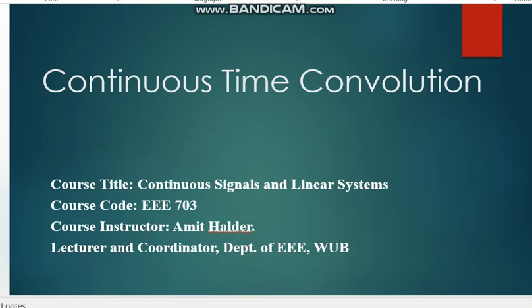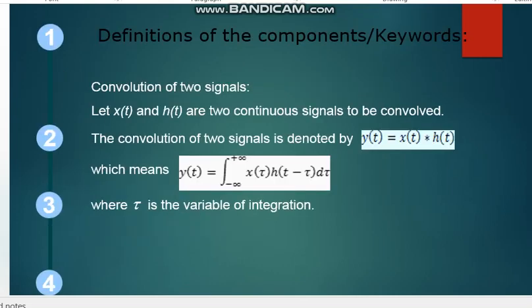Convolution is a property that multiplies two different continuous time signals. In this lecture, we will learn how the operation of convolution really occurs and how we can convolve two different continuous signals. First of all, there are definitions of components and keywords.